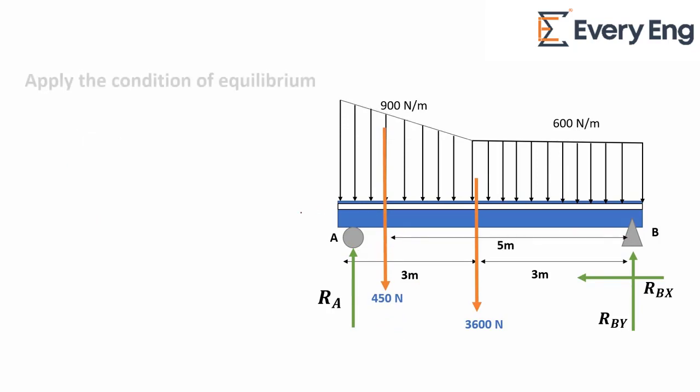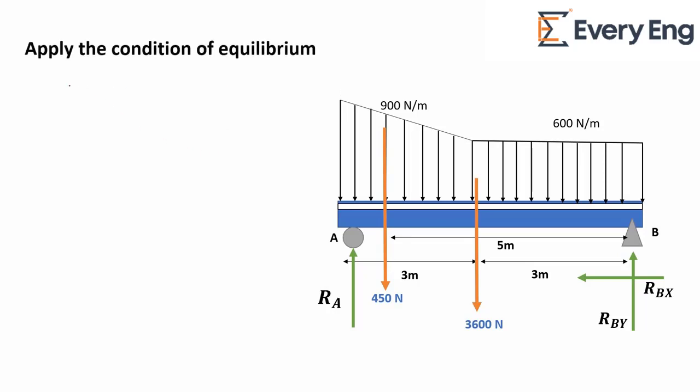Now we apply the conditions of equilibrium. So summation of all the forces in x direction is equal to 0, summation of all the forces in y direction is equal to 0, and the summation of moments is equal to 0. Let's start with the forces in x direction. In x direction there is only one force, that is Rbx. This is equal to 0.